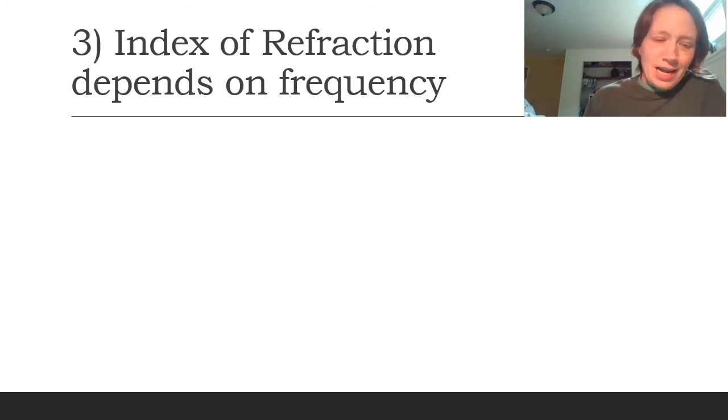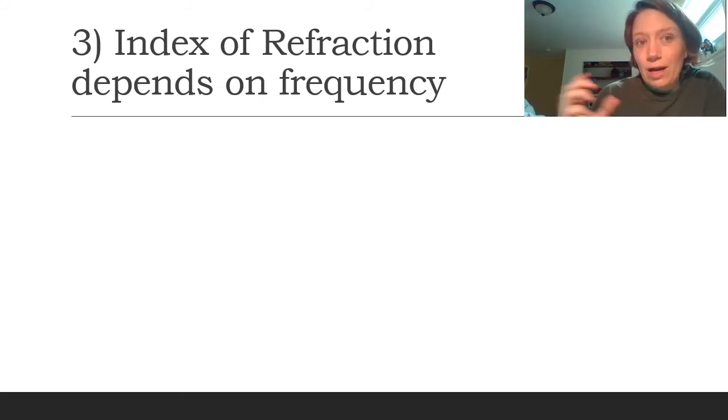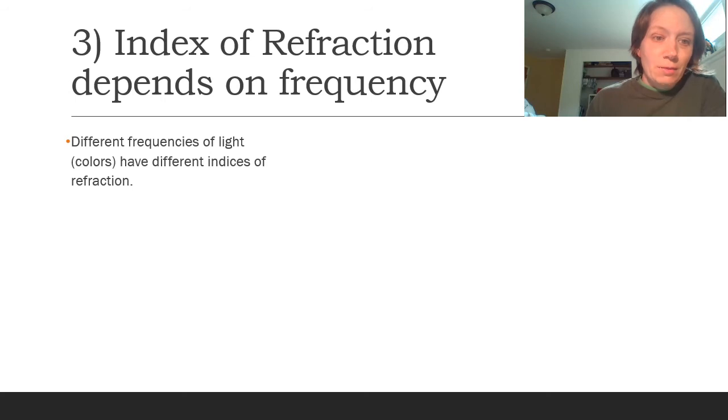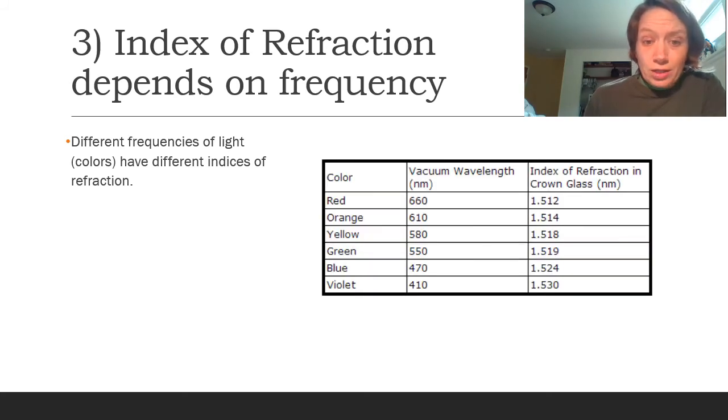But resonance is the idea that materials vibrate with certain frequencies. So in general, the reason the bend is happening has to do with the vibration of the material that it's hitting. And that means that it can depend on the frequency of the light that's coming in. And so functionally, this means that different frequencies of light, or different colors, have different indices of refraction. That means they go at different speeds in media.